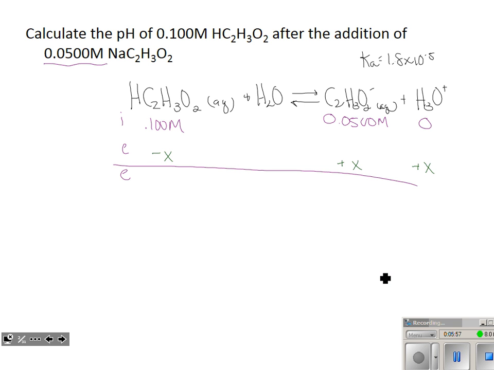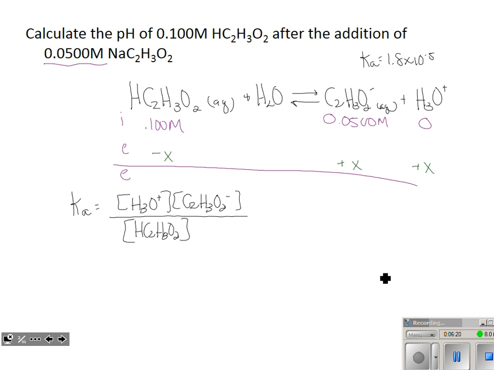So if we write our equilibrium constant expression, Ka equals the concentration of hydronium times the concentration of acetate ion over the concentration of the acetic acid. So we know that 1.8 times 10 to the negative 5 is equal to X times 0.0500 plus X. I forgot to do the E part of the ICE chart.